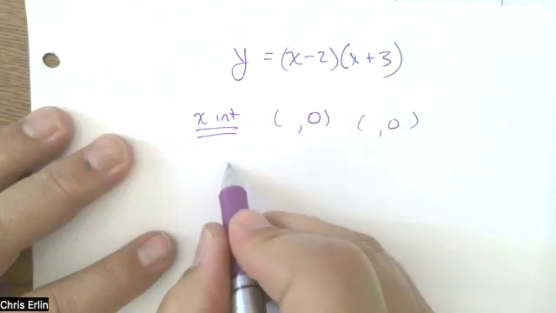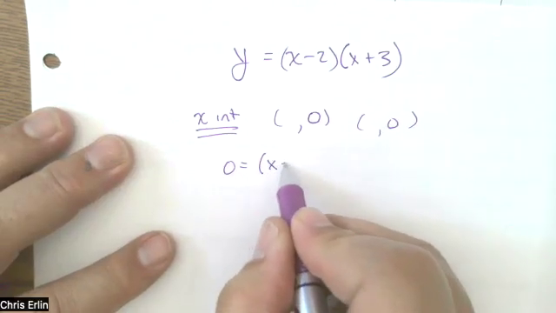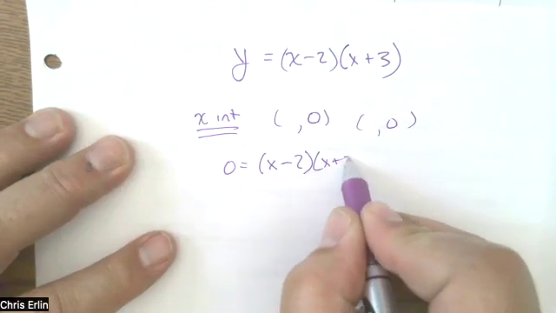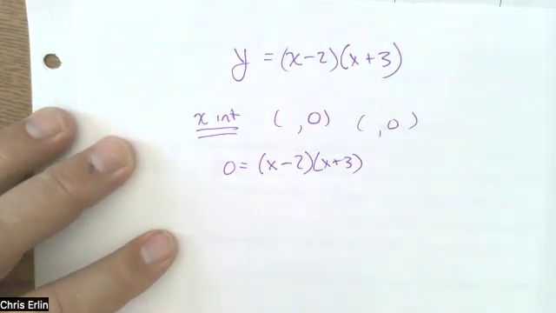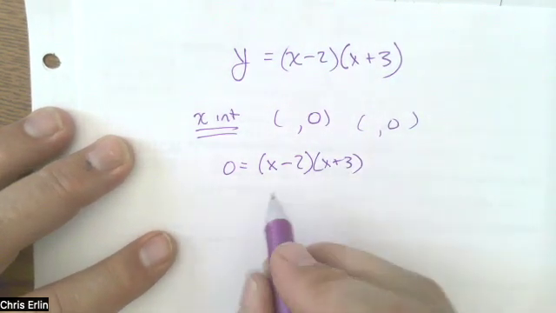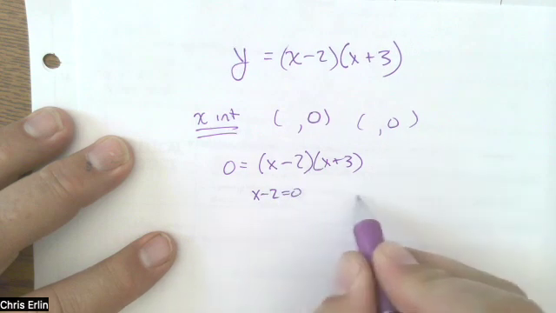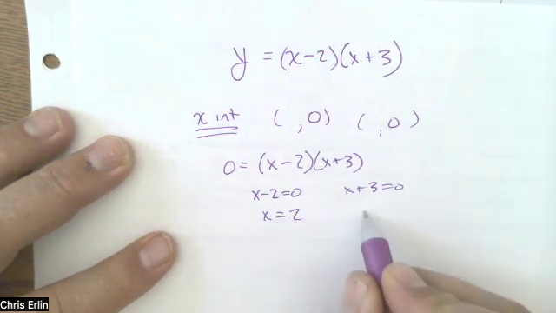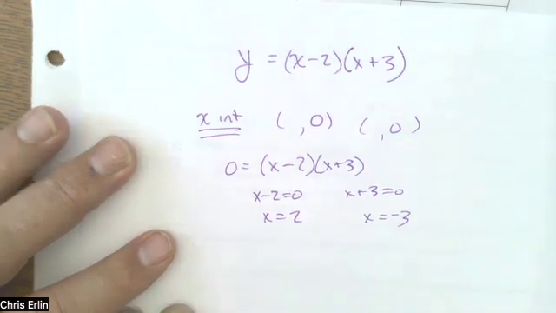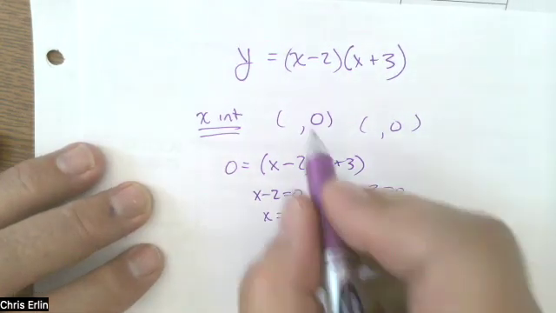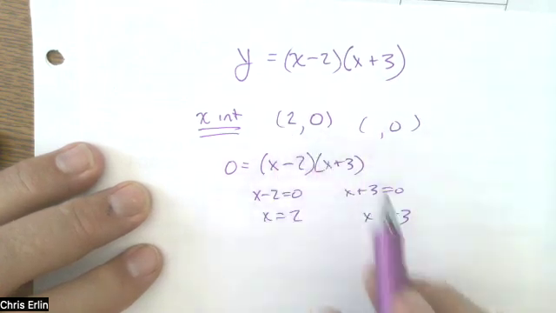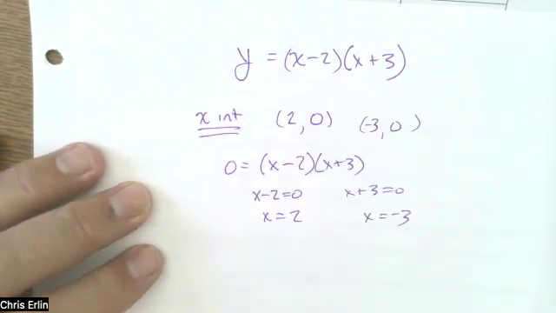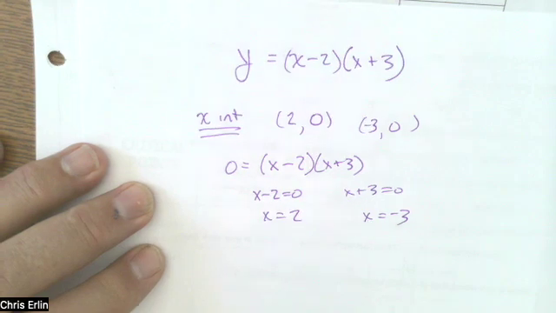And in this case, if you did that, you'd get 0 is equal to x minus 2 times x plus 3. And you'd apply this zero product property to say two things multiplied together to make 0, mean that either x minus 2 equals 0 or x plus 3 is equal to 0. So x is 2 or x is negative 3. The x-intercept then would be officially 2, 0 and negative 3, 0.